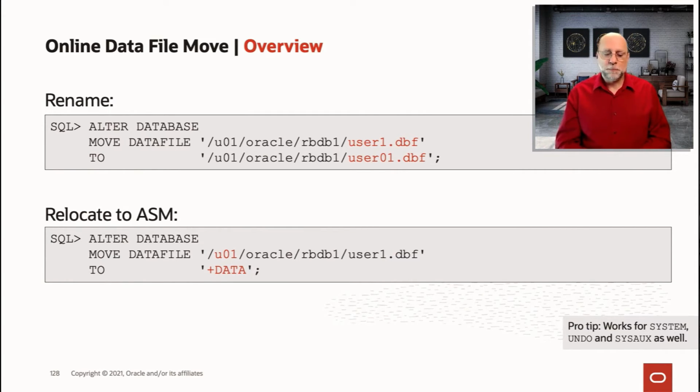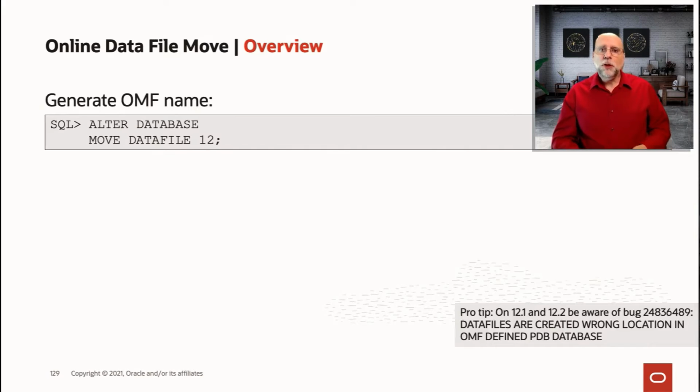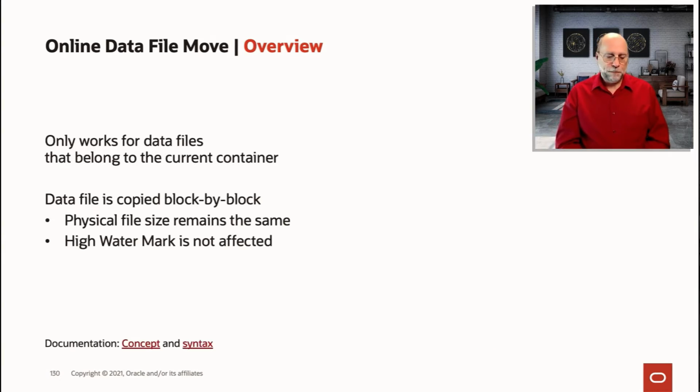You can also use this online data file move to generate an OMF name for your files. If you want Oracle managed files, with that kind of alphabet soup of file identifier on the end of it, all you have to do is issue a command without a destination, and your file will get renamed using an OMF file name. Now notice here, in this case, we aren't giving it the file name that we want to move, we're giving it the file identifier. So that will help it auto-generate a name.